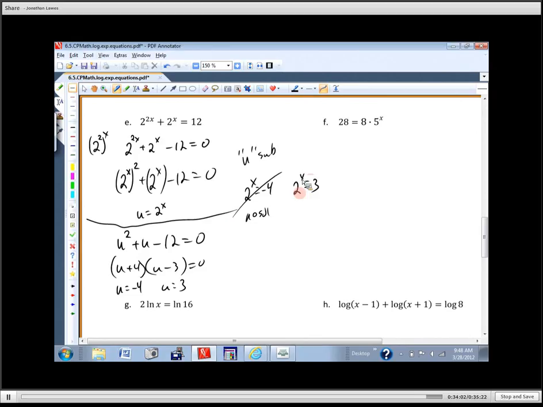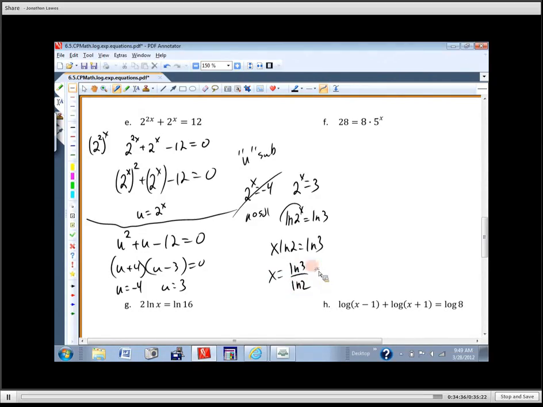And the problem with this is the variable's up in the exponent. If the variable is up in the exponent, how can I get it down? Take a log. What log do you want to take? Log base 2 would definitely undo that, right? I'm going to do this. I'm going to do ln 2 to the x equals ln 3. That's x ln 2 equals ln 3. And then to get x by itself, ln 3 over ln 2.